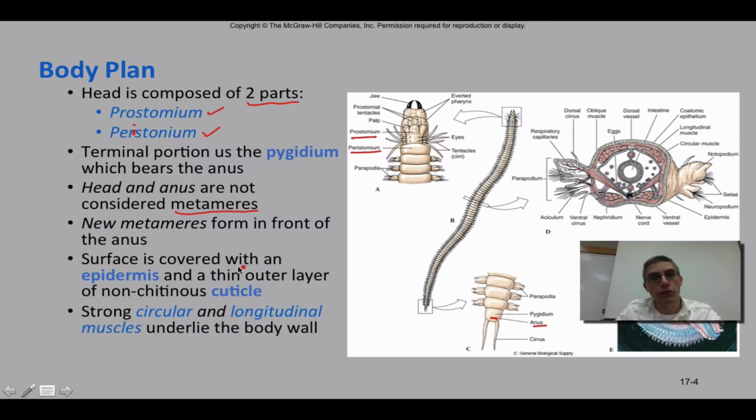Now, the surface is going to be covered with an epidermis and a very thin outer layer of non-chitinous cuticle. Remember when we talked about the nematodes, we talked about a cuticle being the outermost layer in those animals. So in this case, these animals do have a cuticle, but it's not quite as thick as what you would find in a nematode. Now, they have very strong circular and longitudinal muscles that are going to underlie the body wall. And we're going to talk more about the muscles once we talk about the hydrostatic skeleton that's found in these animals, because of course these muscles are going to be used to help the animal move throughout its environment.